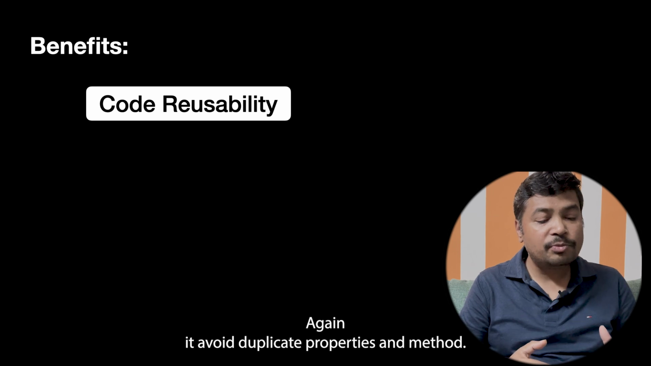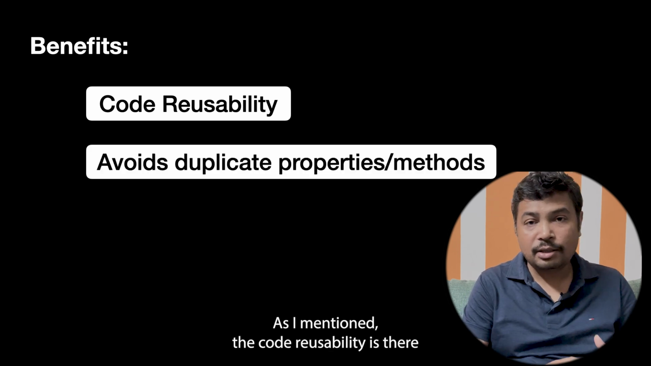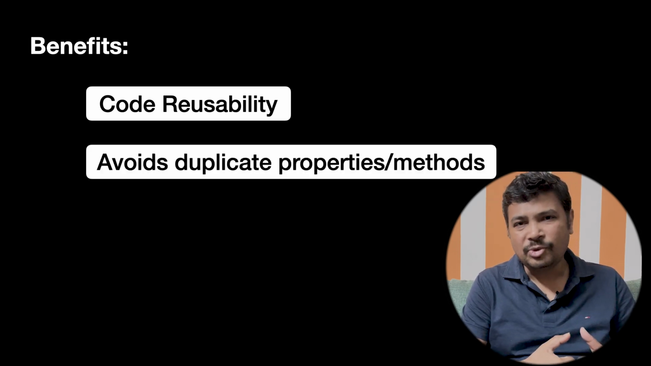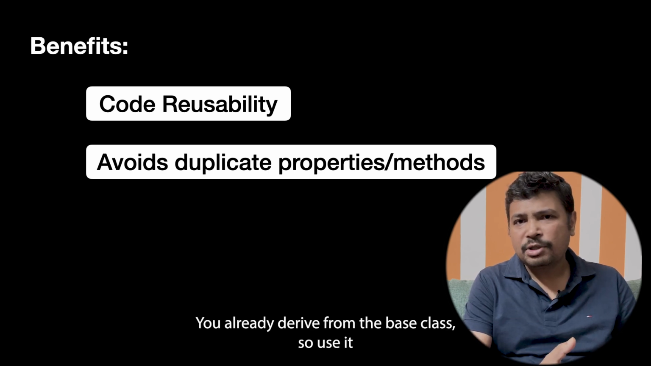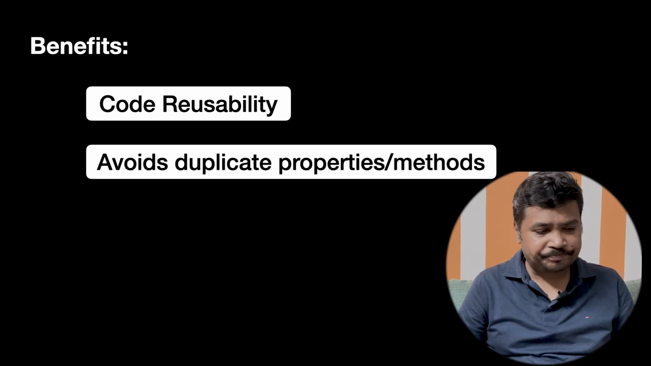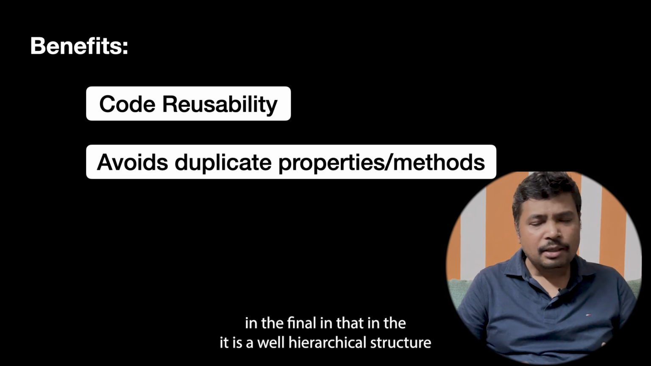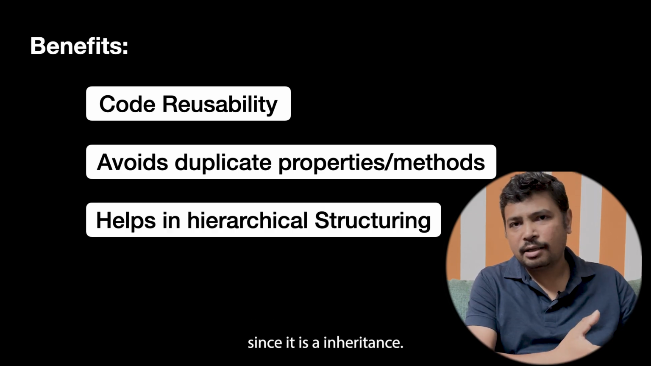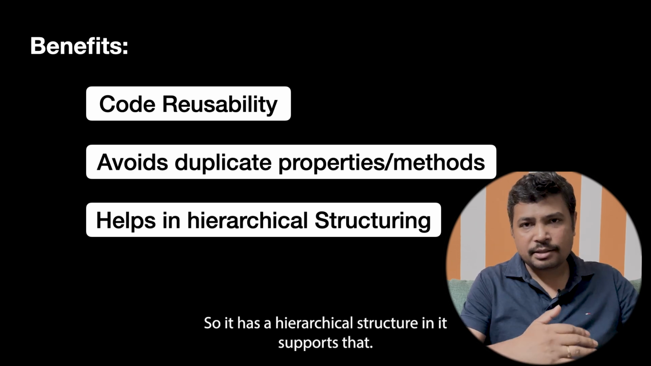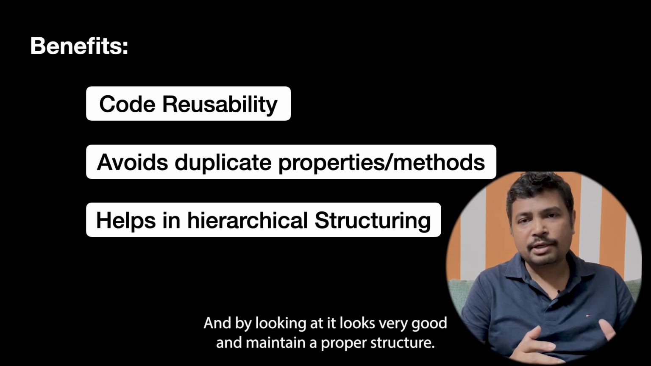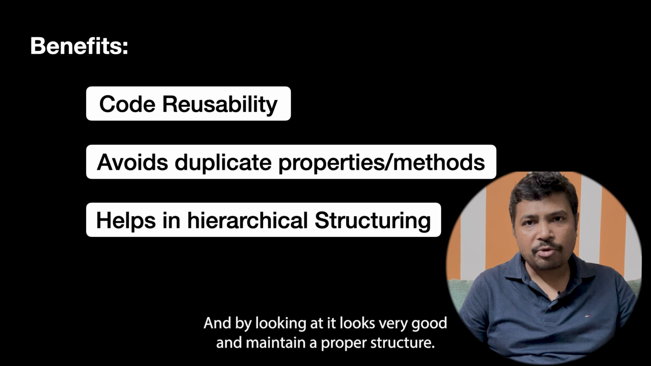Again, it avoids duplicate properties and methods. As I mentioned, code reusability is there. No need to define the same thing again and again. You already derive from the base class, so use it. And the final one is that it gives a well hierarchical structure, since it is inheritance. It supports that hierarchical structure, and looking at it, it looks very good and maintains a proper structure.